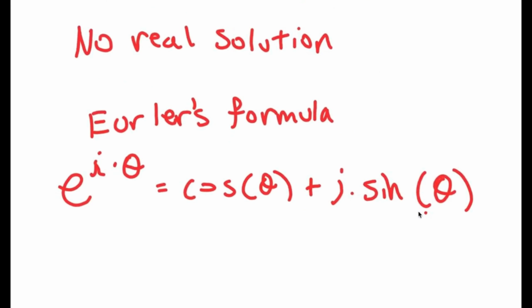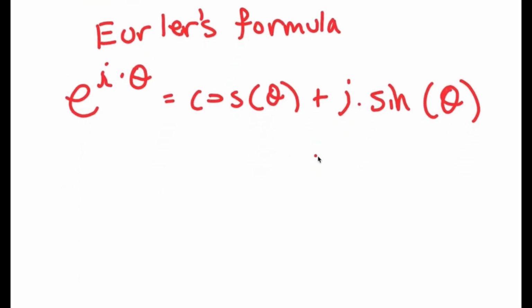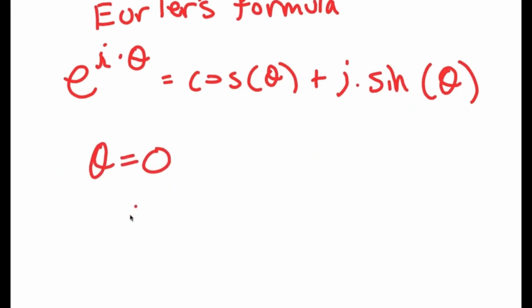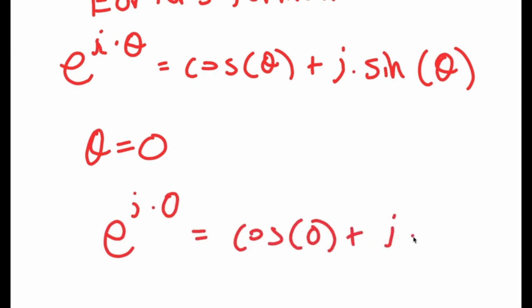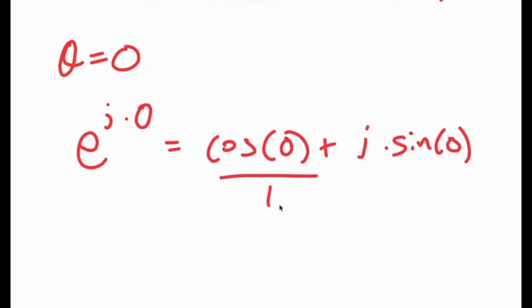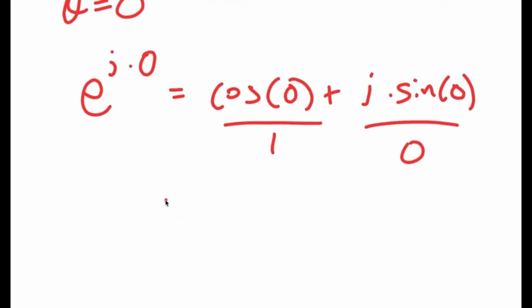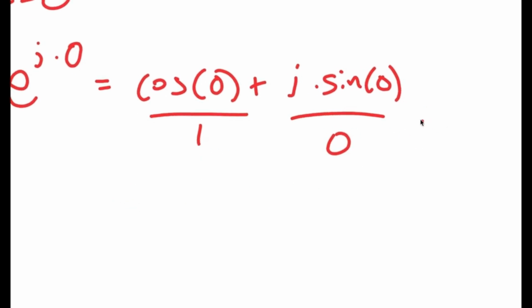And I know to many of you watching this video, this may just sound like a bunch of gibberish, but just hang on. So let's say that theta is equal to 0, right? Say that theta equals 0. So now I get e to the power of i times 0 is equal to cosine of 0 plus i times sine of 0. Cosine of 0 is 1, and sine of 0 is 0. So I get this all is equal to 1.